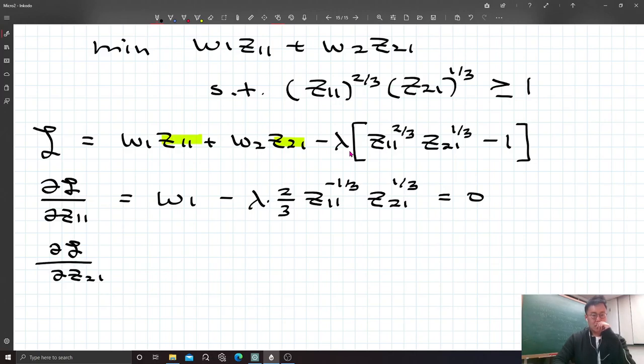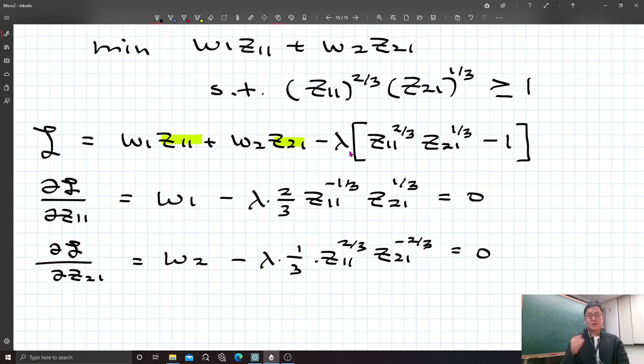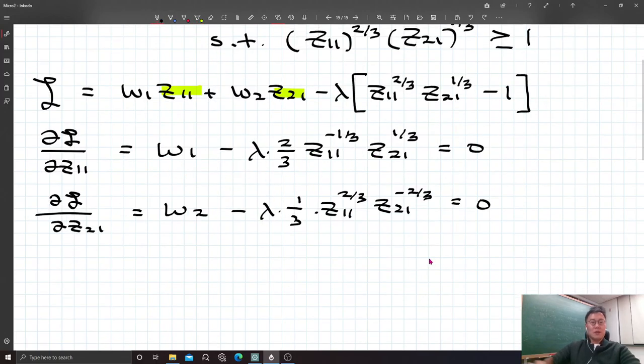And with respect to z21, now w2 minus lambda times 1/3 times 2/3 and z21 to the power negative 2/3, and set it equal to 0. Right? So from either condition, suppose that lambda is equal to 0. Then this term goes away. So the first condition says w1, the input price, is equal to 0. That does not make any sense. Right? So in equilibrium, lambda should be positive. So from either condition, we know lambda is positive.